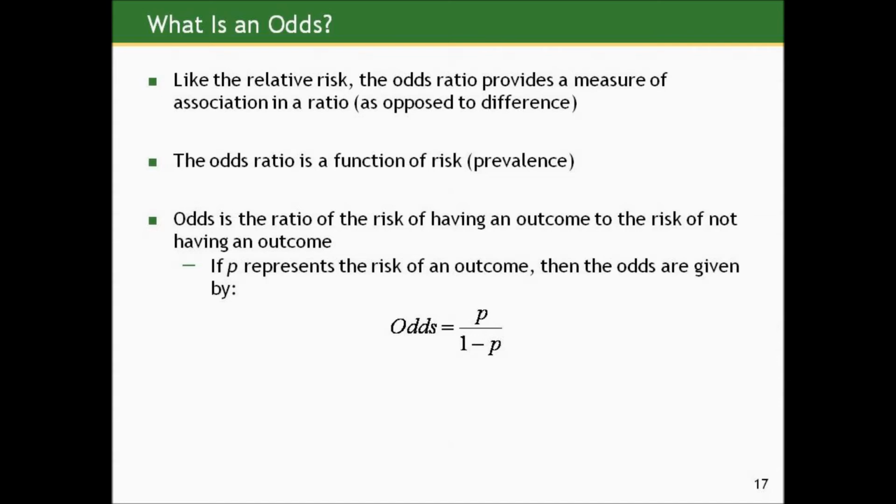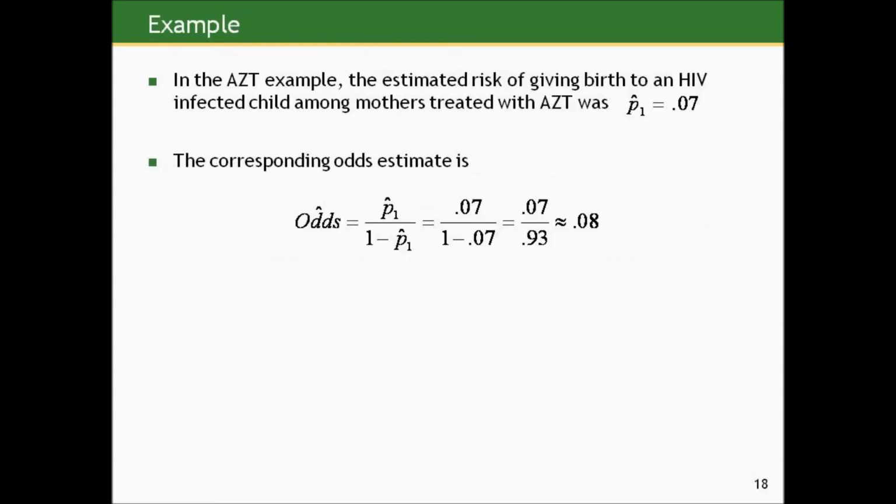One more measure of association that we'll define here for completeness, but we'll pretty much leave untouched until the second term, is something called the odds ratio. Like the relative risk, the odds ratio provides a measure of association in ratio format as opposed to a difference. Odds, what is odds? Odds is a function of risk or prevalence, or the proportion having the outcome, but it's not the pure risk or the proportion. It's the ratio of the risk of having an outcome to the risk of not having an outcome. So, for example, if P represents the proportion or risk of having an outcome, then the odds is given by P over 1 minus P.